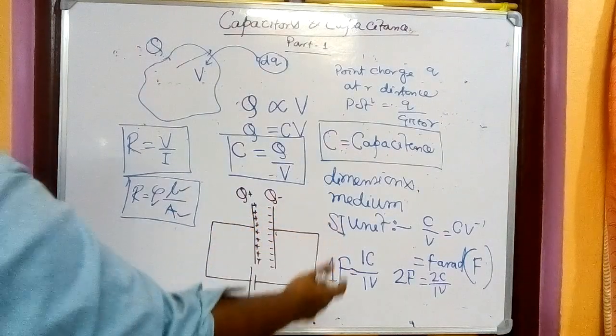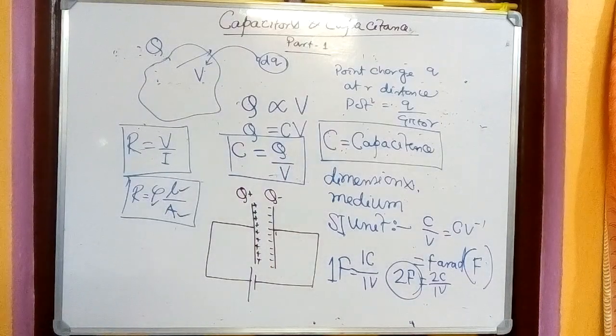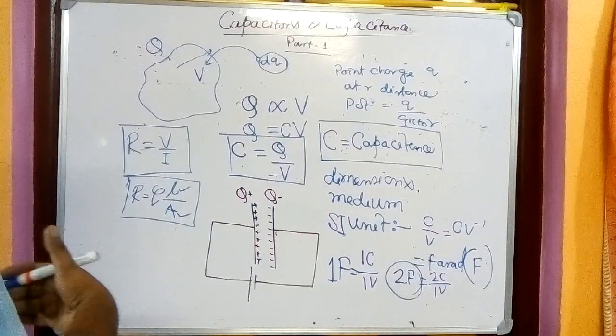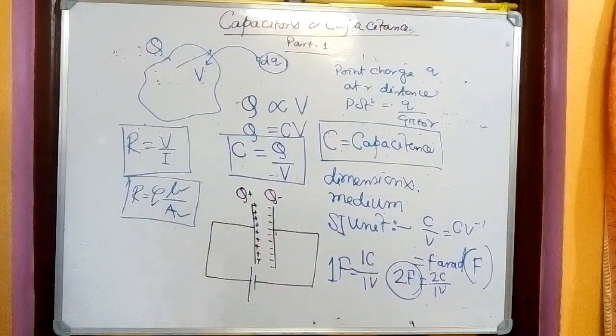That means for 2 farad, the charge capacity is more than the previous one. In the first case, 1 coulomb raises the potential by 1 volt, but in the second, 2 coulomb raises it by 1 volt. So the more the capacitance, the more the capacity of taking charge. That is the idea of a capacitor.